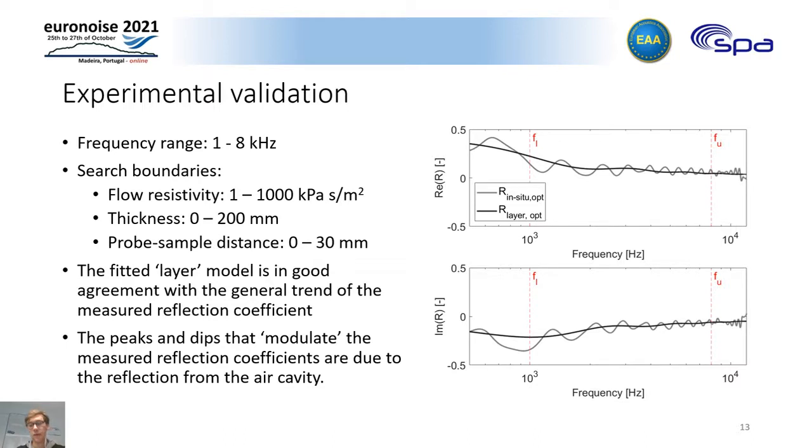And as you can see on the figure on the right, where you have the resulting measured reflection coefficient and the model, you can see that the fitted layer model is in good agreement with the general trend of the measured reflection coefficient. However, clearly you can see that we are missing the resonance that's due to the air cavity, which is expected since we are using only a standalone porous layer model.